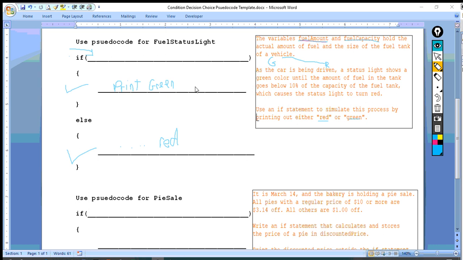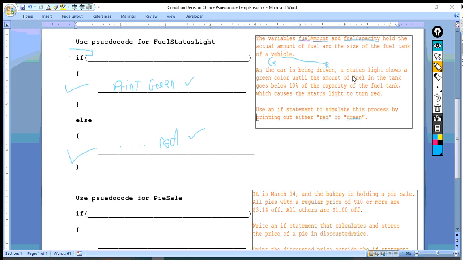We're just writing pseudocode, which is just writing things in English, things that you understand, things that demonstrate that you understand what the problem is that you're trying to solve. So the problem is, do I, as a compiler, print green or do I print red? Now what is the condition that's going to cause me to print green? Here it says the status light shows a green color until the amount of fuel in the tank goes below 10%, which causes the status light to turn red.